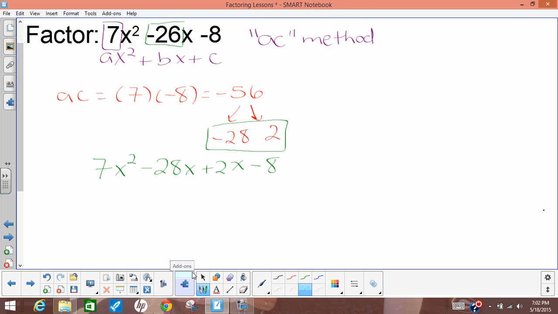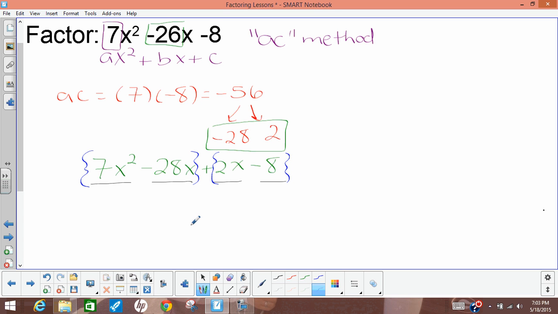The next step takes a little bit of practice, just like finding factors takes a little bit of practice. Sometimes you might have to play around with a few factors. Now we want to group two pairs of terms. So here we have 4 terms: 1, 2, 3, 4. We want to group 2 terms that we can find the greatest common factor of, and another 2 terms that we can find the greatest common factor of. Luckily, the way I wrote this, I can group 7x squared and minus 28x, and I can group 2x and minus 8.